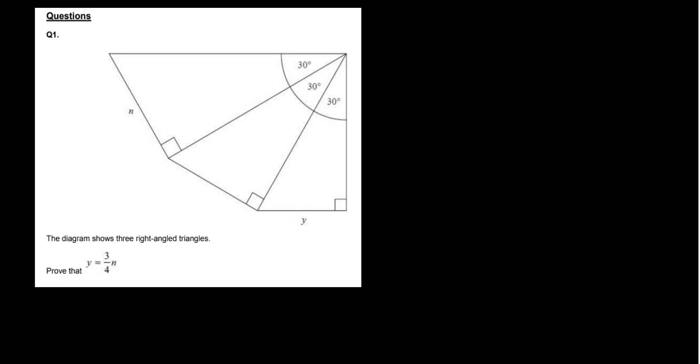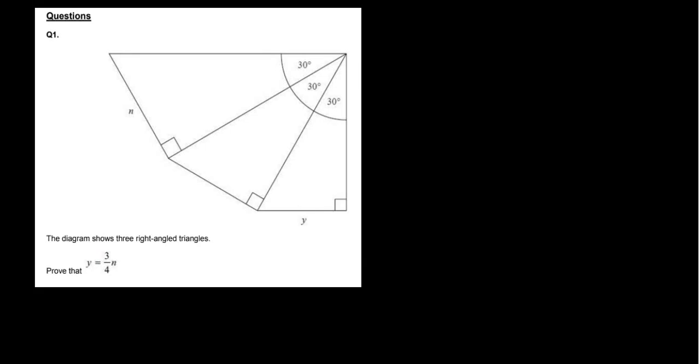It's to do with trigonometry. So let's read the question. It says the diagram shows three right angled triangles and prove that y equals 3 over 4n. So what I would start with is initially I would first call this T1, so for triangle 1, T2 triangle 2, and T3 triangle 3.